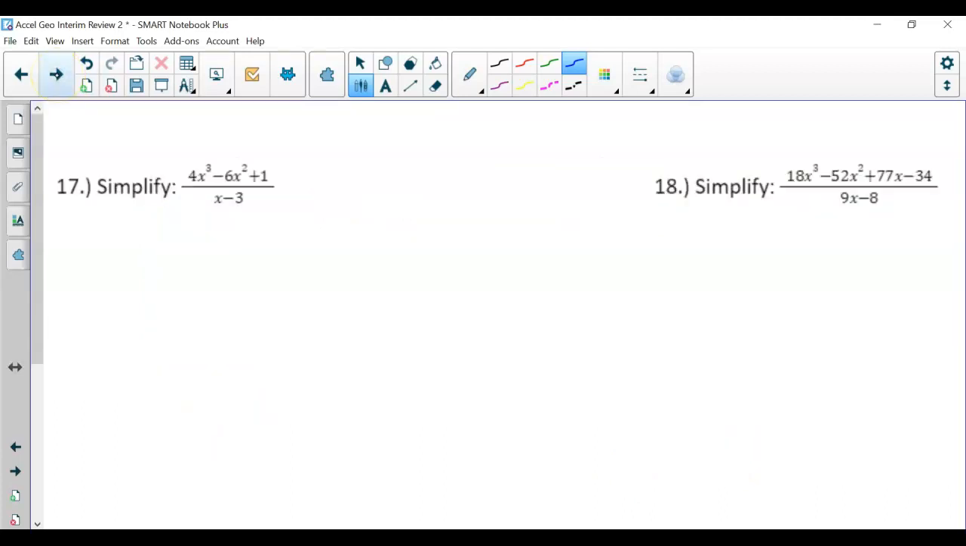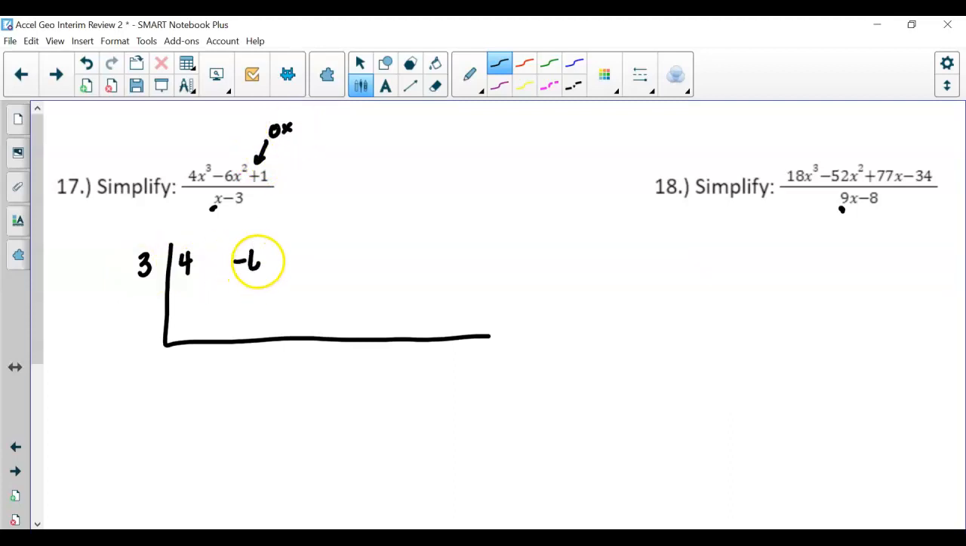And then last, we end with just good old division, making sure that we're good with synthetic here because x is by itself, and long division because now we have that coefficient of 9. So with our synthetic, changing the sign here, do we need 0? Yes, because we're missing the x term. So 4, -6, 0, and 1.